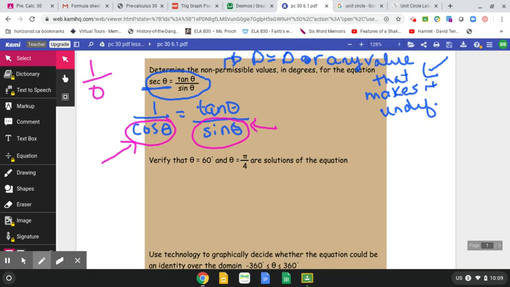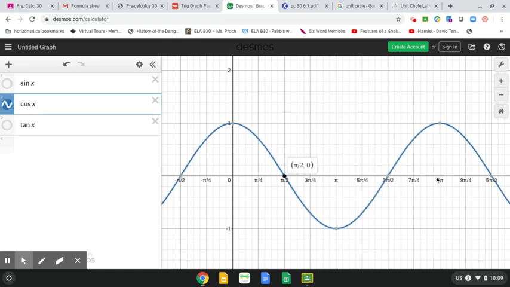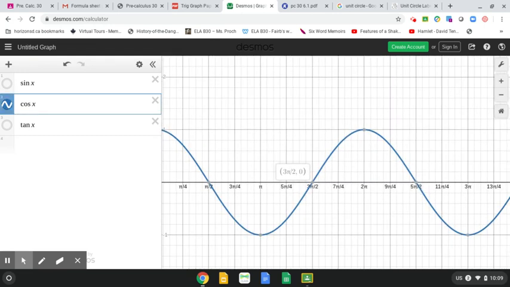An easy way to do this is just go into Desmos and pull up, I'll just start with the cosine graph. And we need to figure out where cos equals 0. Well, that's pretty simple, right? I can just tap there. That equals 0. That equals 0. And I can do this forever. That equals 0, and it goes both ways forever, correct?